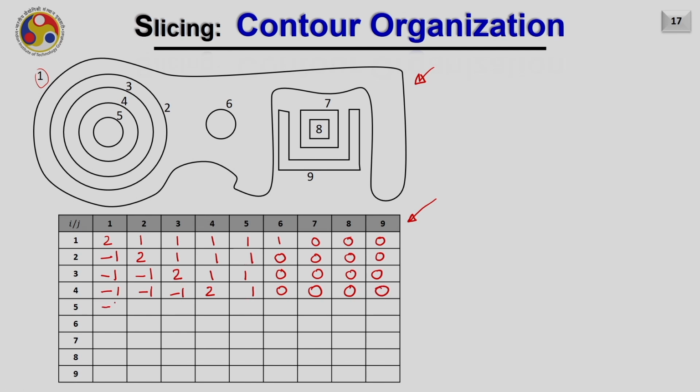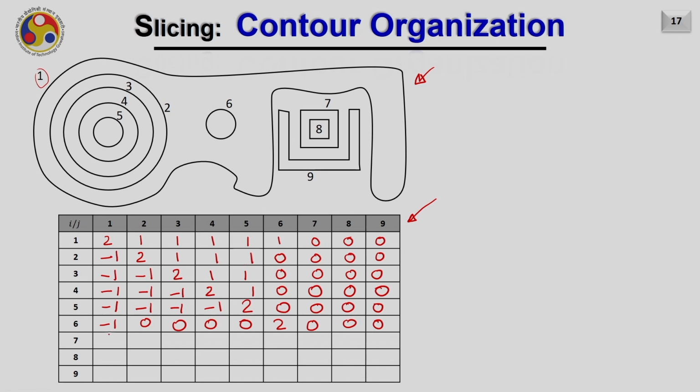Now contour number 5 is contained by 1, 2, 3, 4 and here it is 2 and separated from 6, 7, 8 and 9. Then contour number 6 is contained by contour number 1, while it is separated from 2, 3, 4, 5. Here it is 2, and it is also separated from 7, 8 and 9.